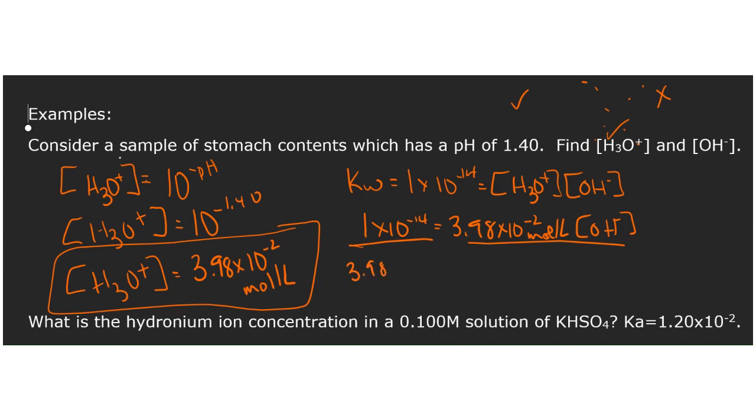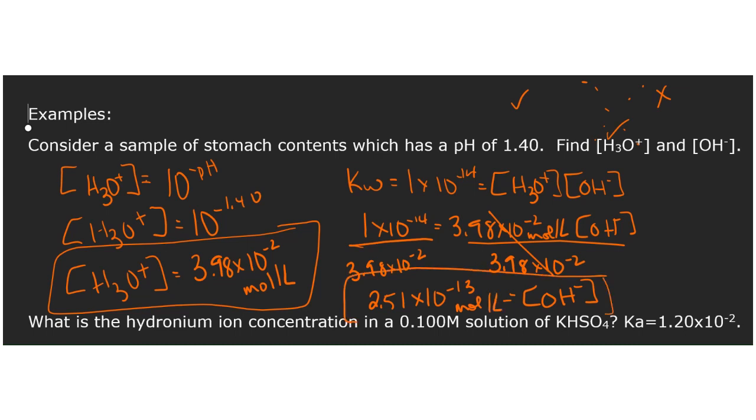Take 3.98 times 10 to the negative 2 and divide both sides by it. That cancels, and OH negative will equal 2.51 times 10 to the negative 13 mole per liter. That's my answer. Is this solution acidic, basic, or neutral?